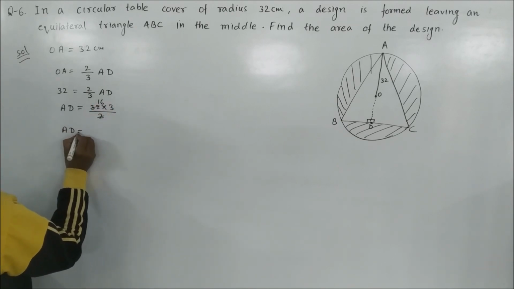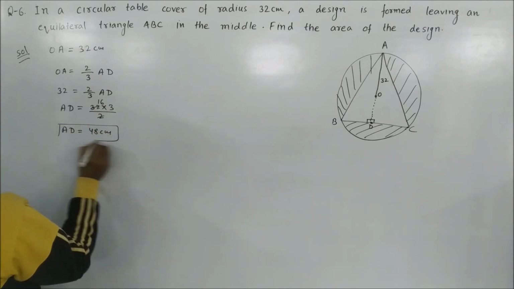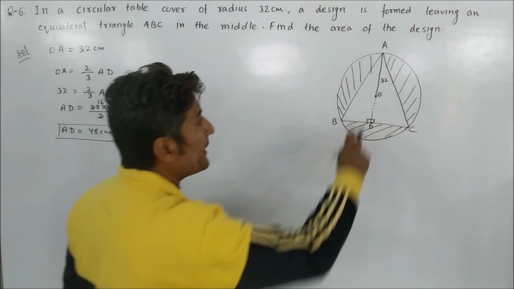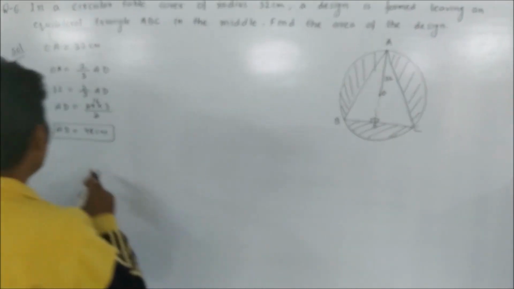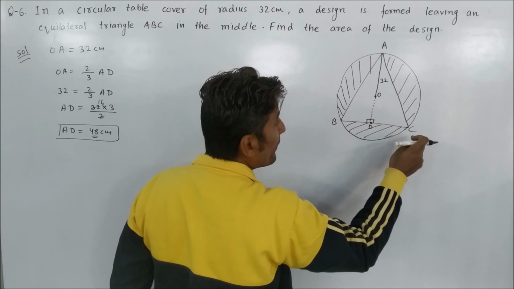Hence the measurement of AD we got is 48 centimeter. Now we are going to find the measurement of AC.